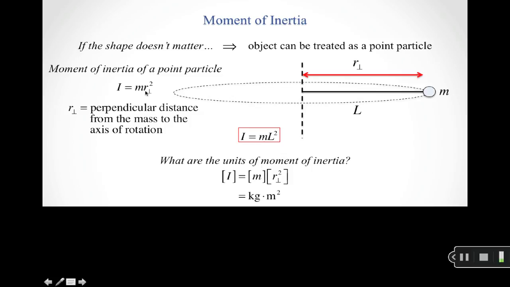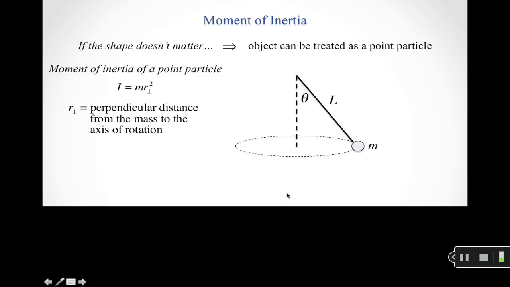What are the units of this? Well, the units of moment of inertia, just looking at my expression, are going to be the units of mass, kilograms, times the units of a distance squared, meters squared. So the units of moment of inertia will be kilogram meter squared.